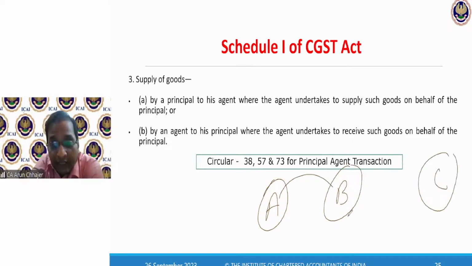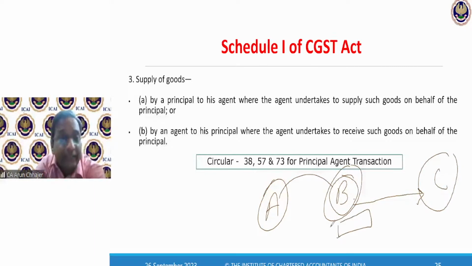Now, B issues the tax invoice for supplying the goods. B has the goods of the principal and B is supplying the goods to C. There may be two situations. When B issues the tax invoice, he may issue it in the name of the principal only, or he may issue the invoice in his own name.